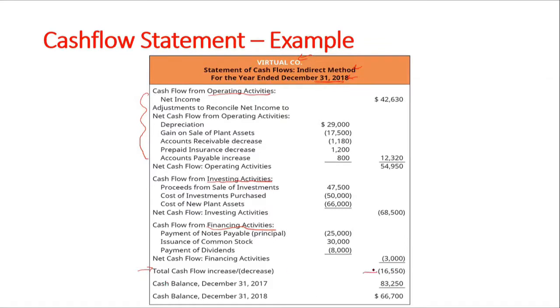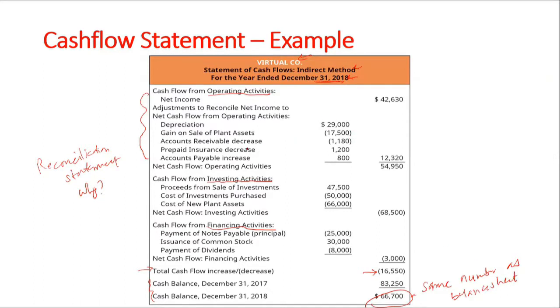So in this case, this is a negative number. So this is basically, you know, during the year, what happened, like there was a total cash flow decrease. And then you would have this total ending balance here. This is also a reconciliation statement. You can also call this a reconciliation statement. Why? Because this 66,700, if we had the balance sheet of Virtual Co, this is same number as balance sheet, right?